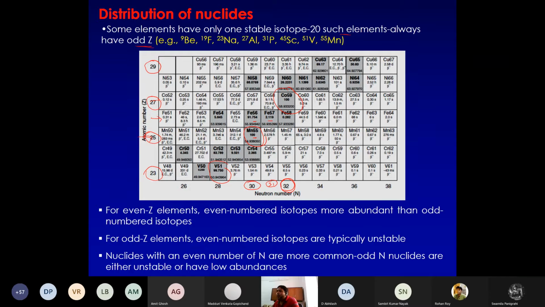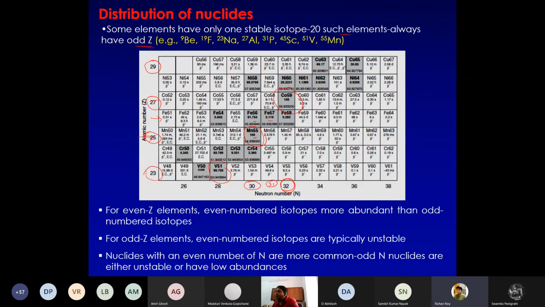So this is what I mean when I say that nuclides with even neutron number are more abundant. But iron 58, with neutron number 32, has a lower abundance.